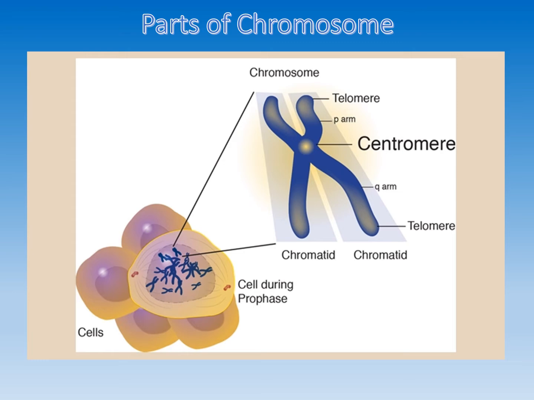This chromosome has the telomere at the top and also at the bottom for each of the so-called chromatids. There are two chromatids for each chromosome. The middle part is called the centromere. You have the upper portion, two of them, the P arm, and the lower part is called the Q arm.